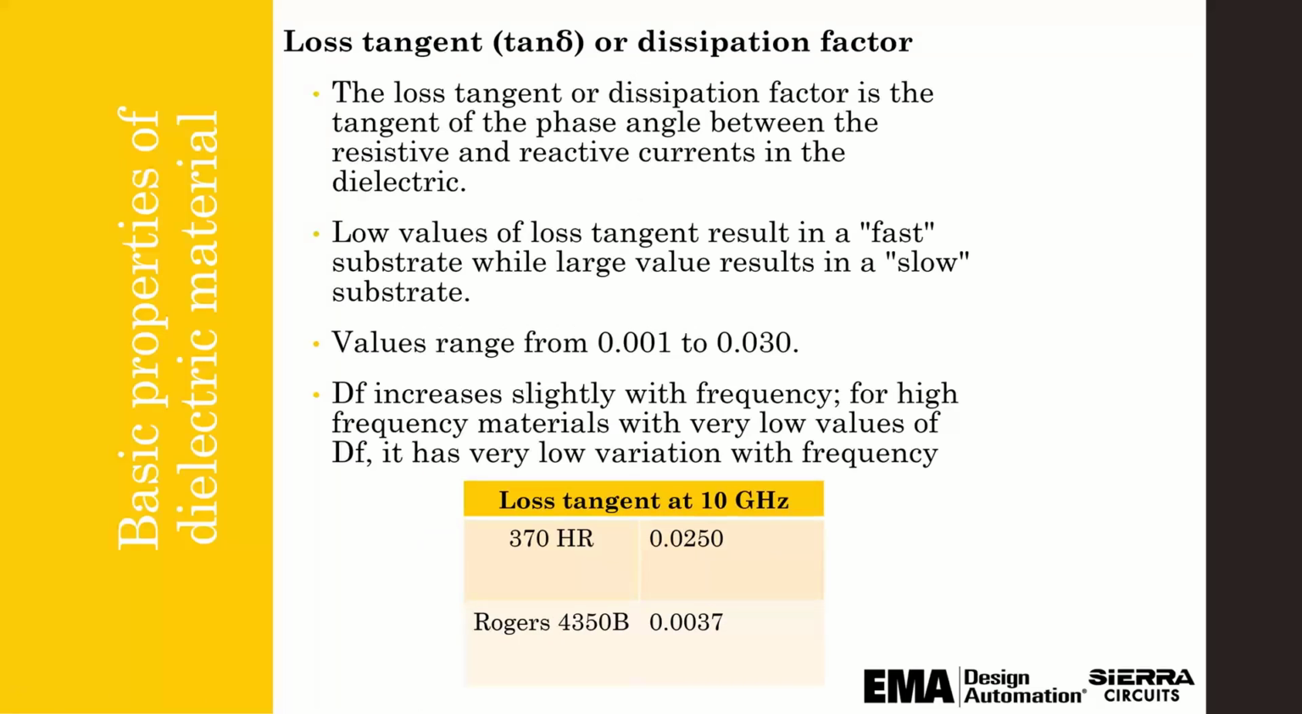Okay, so loss tangent, or the dissipation factor, is the tangent of the phase angle between the resistive and reactive currents in the dielectric. The dielectric loss will increase with increasing values of the DF. So low values of DF result in a fast substrate material, while large values result in a slow substrate. So the DF increases slightly with frequency. So for higher frequency materials with very low values of DF, it has very low variation with the frequency. So that's the value there.